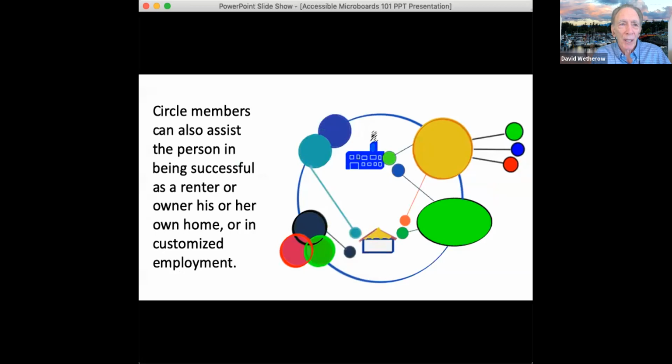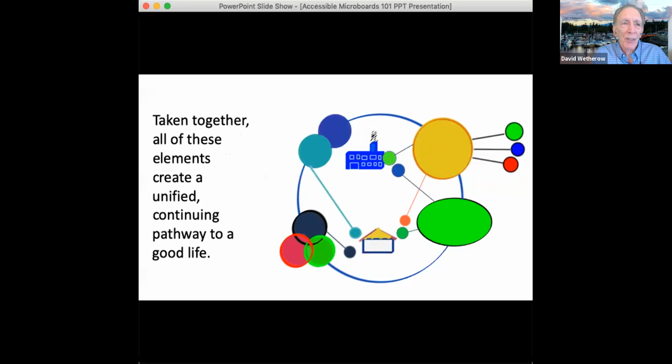Circle members can also assist the person in being successful as a renter or owner of his or her own home or in customized employment. And again, think about Al and Scott and the radio station person. So the little illustration for that would be a radio station antenna instead of a factory. But Al knew somebody who had presence in that place.